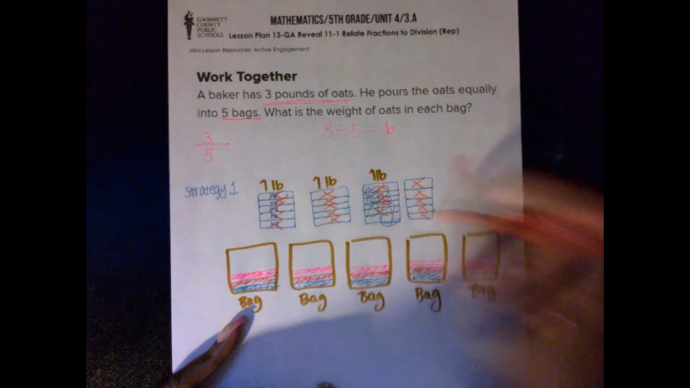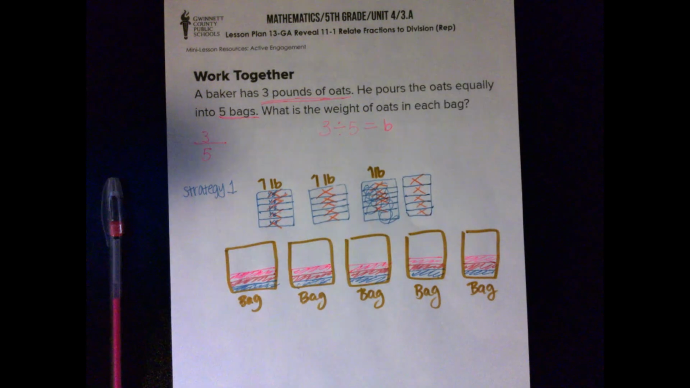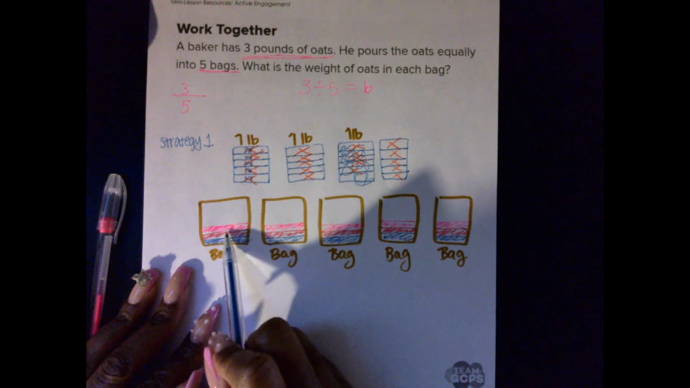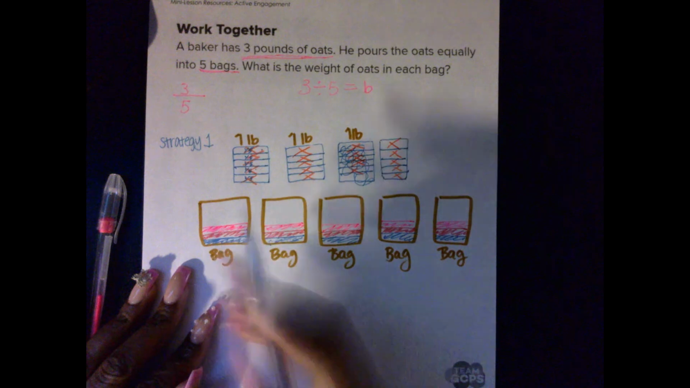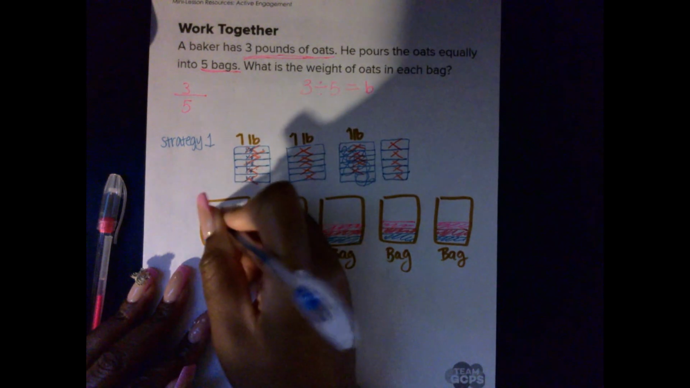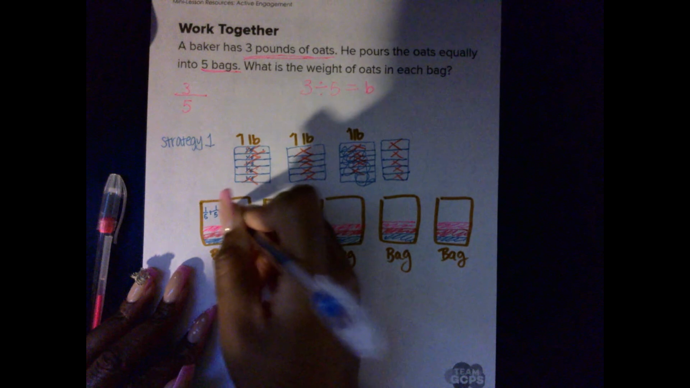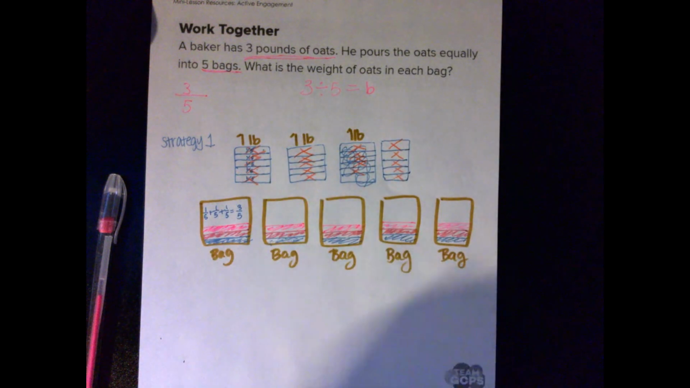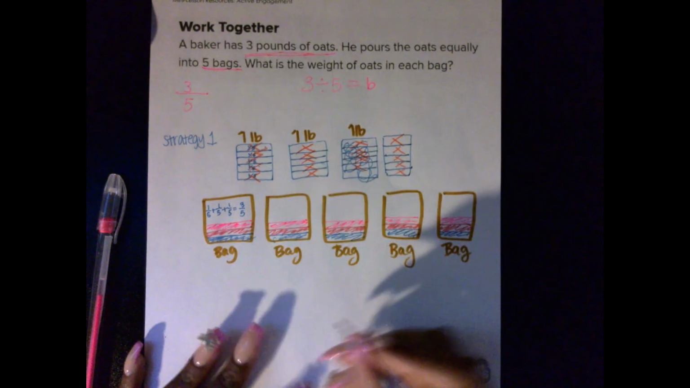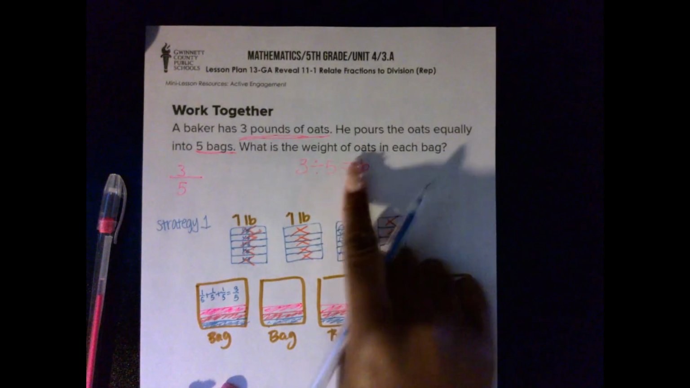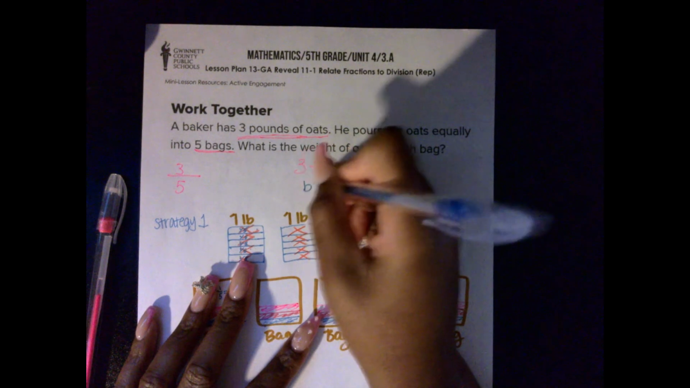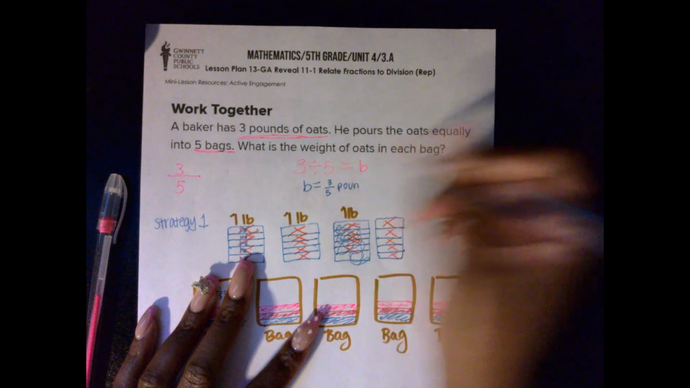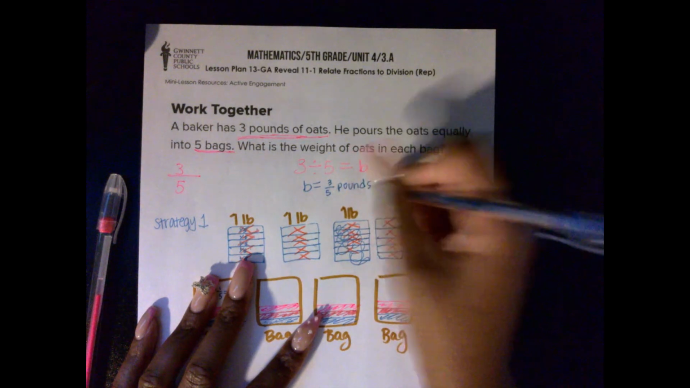There we go. All right, now if I go back and look into my bags, I see that I have 1 fifth plus another fifth plus another fifth. That's 3 fifths. Okay, so each bag has 3/5 pounds of oats in it. So my 3 divided by 5 equals B. My B is 3/5 pounds of oats. So the weight of oats in each bag would be 3/5 pounds of oats.